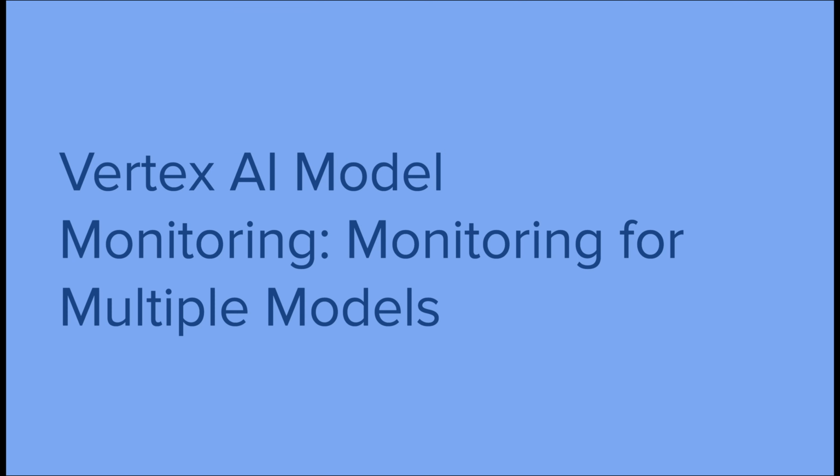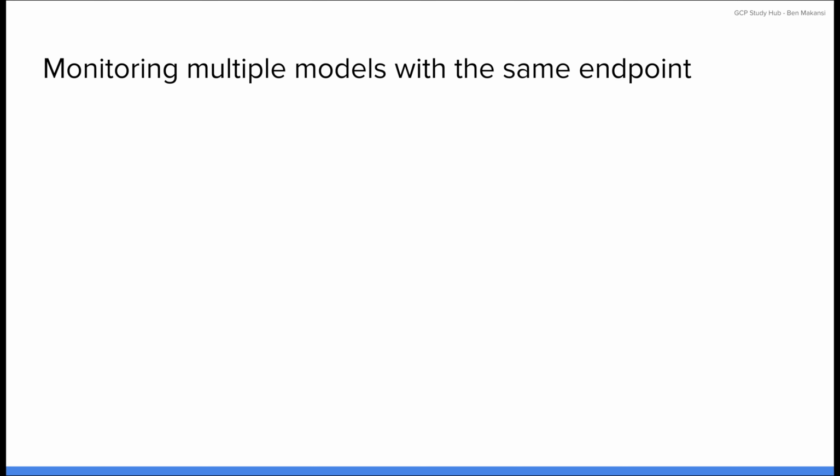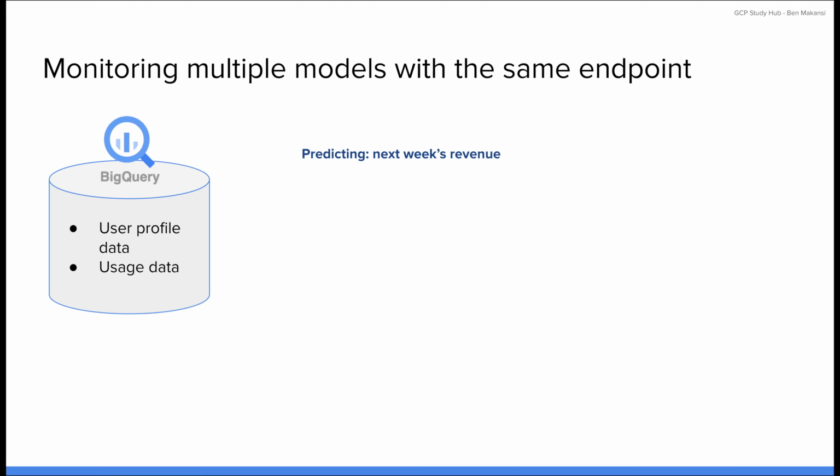Let's talk about monitoring for multiple models. Let's say that you're trying to predict each user's revenue for next week. So you've collected a variety of data in BigQuery, and they fall into two categories: user profile attributes and recent in-app behavior. But instead of feeding all of these features into a single model, you discover that your estimates are better if you have two separate models, each using a different subset of the data.